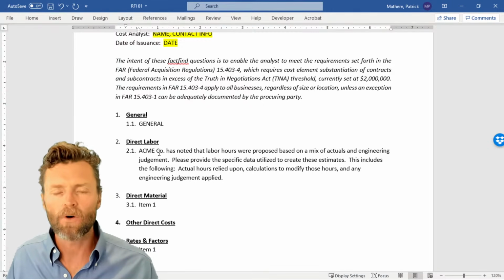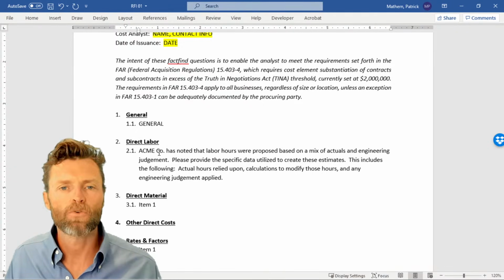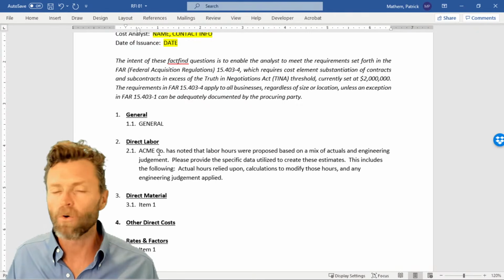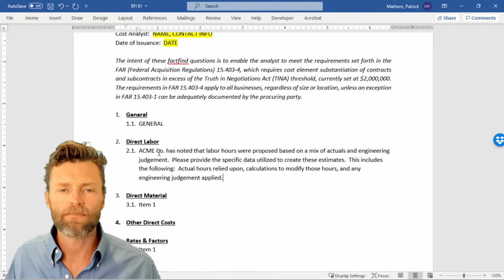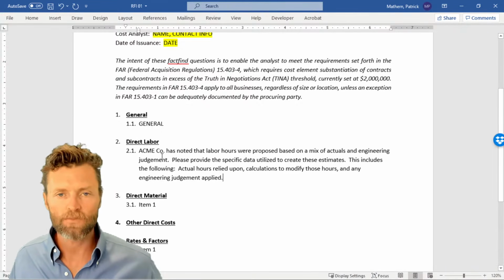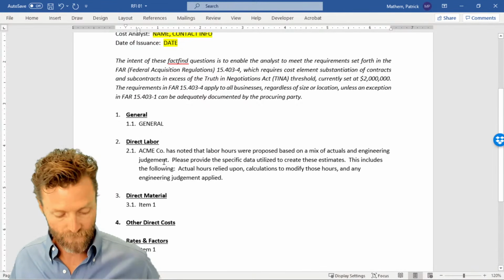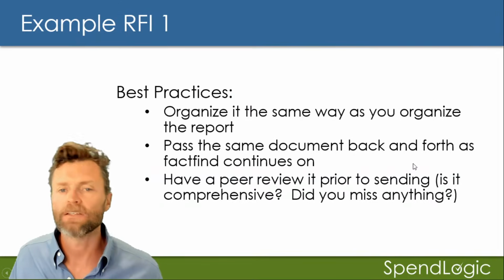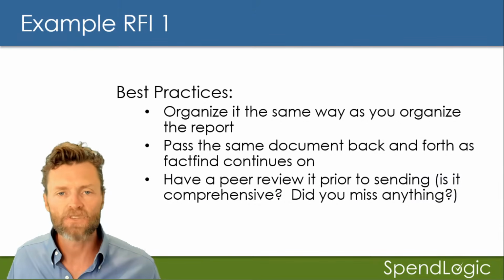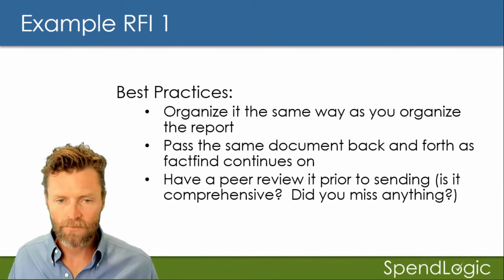You can do it any way that you want, but I find that making it quick to identify what's new and old and done, and making a visible key for that helps everybody get through the process much more quickly. And last but not least, have a peer reviewer check it out. Did you miss anything?